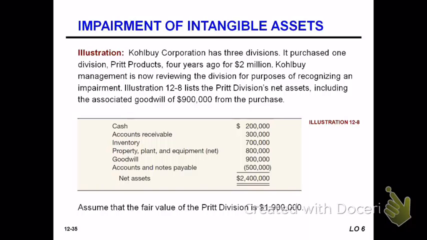So 4 years ago, they paid $2 million, and currently this is the carrying value, $2.4 million. The fair value is currently 1.9. So the first test, compare the carrying value to the fair value, and we fail this because the carrying value is higher. So we need to go on to the second step.